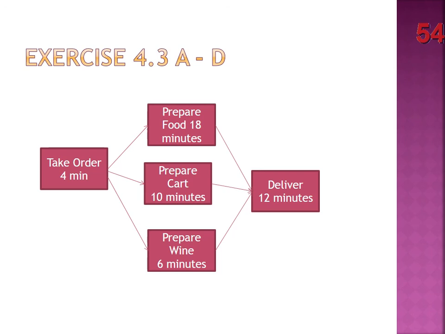Once the food, wine, and cart are ready, the waiter delivers it to the guest room. It takes the waiter 12 minutes to deliver the meal to the customer. It takes the waiter an additional 4 minutes to return to the station and debit the guest's account. All the times mentioned represent flow time at the various activities and include the effects of waiting.